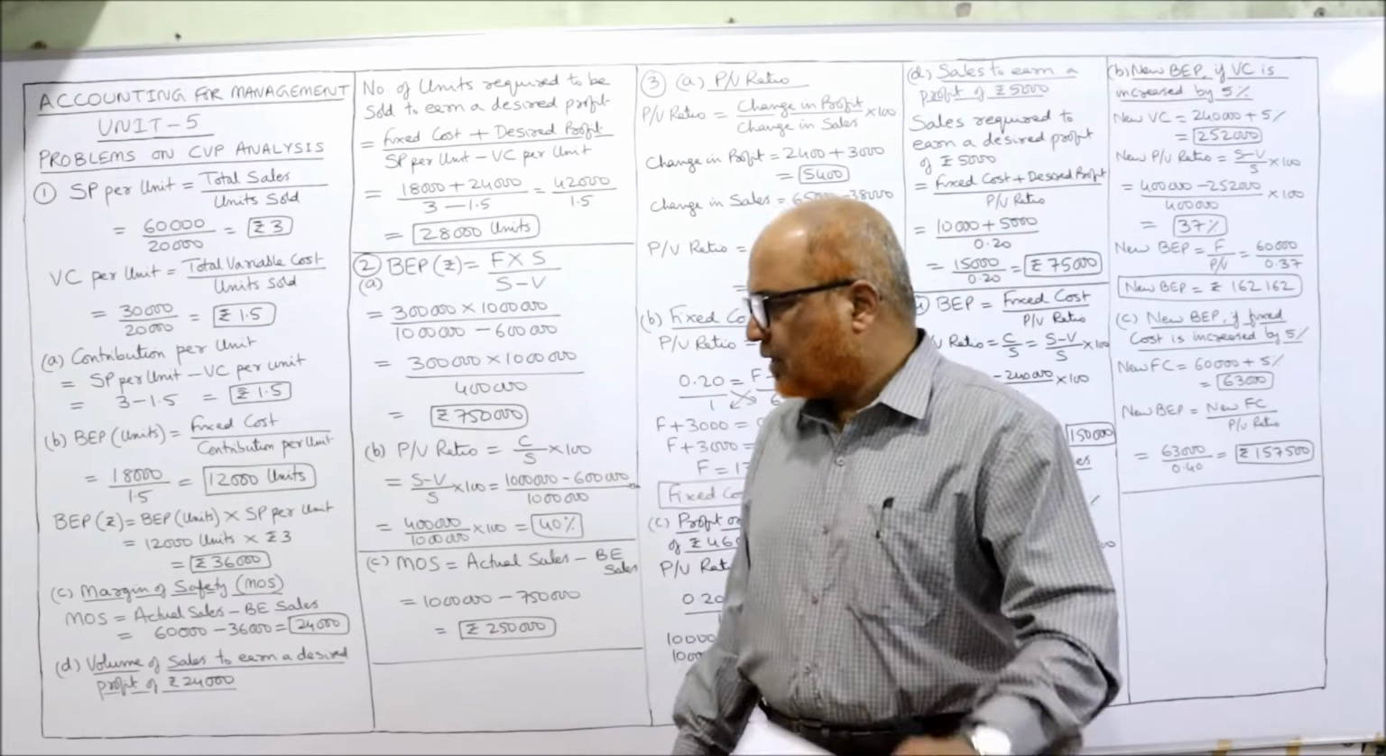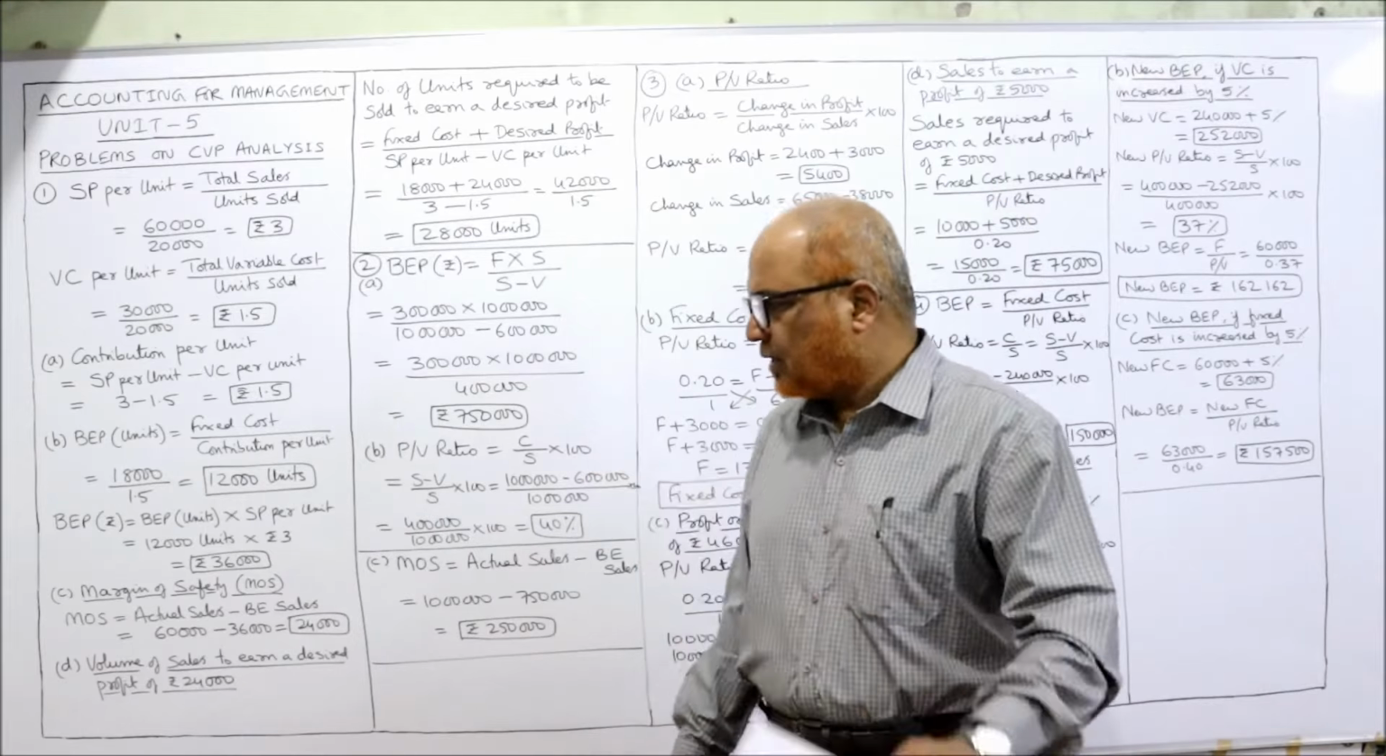Secondly, it is asking you to calculate the fixed cost. For calculating fixed cost, I take the help of PV ratio. By using the PV ratio, we can easily calculate the fixed cost. We know the formula for PV ratio is C by S, contribution by sales. And contribution, we can take S minus V, or we can take F plus P. But here we require fixed cost. That's why I am taking F plus P by S, fixed cost plus profit divided by sales.